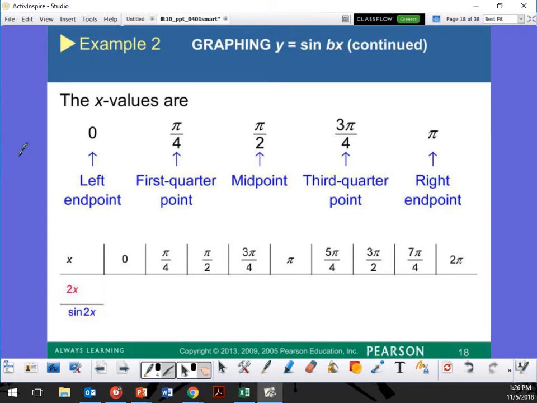All right, so let's see. It says graphing y equals sine of bx, where b is the number in front of the x, where it's normally in terms of some type of pi because we're talking about circles and pi. All right, so for this one right here, left endpoint, first, mid, all that good stuff.